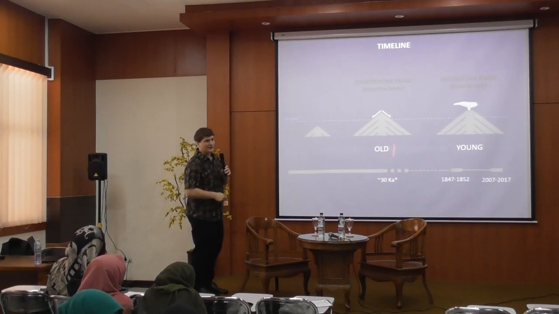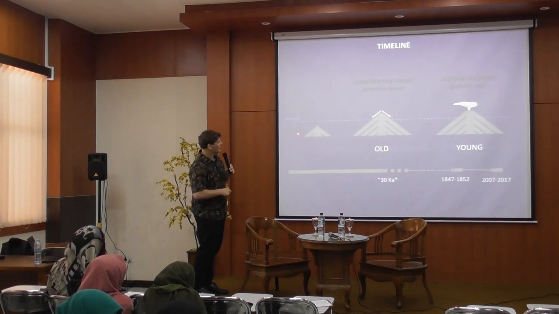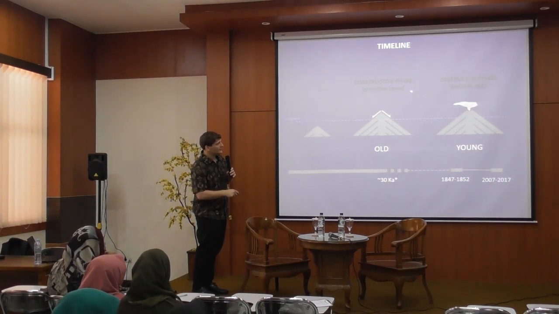So you build a tall volcano by having lower volatile content, right? And a lot of magma coming in, a lot of fresh magma. You can build a big volcano from 2 kilometers below the ocean surface to 1 kilometer above. So that was what was happening during this time.